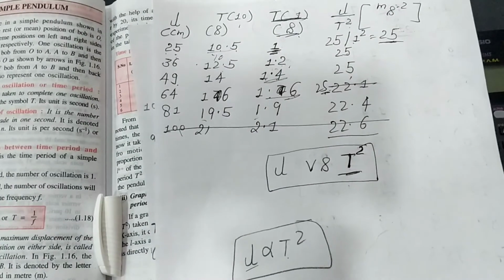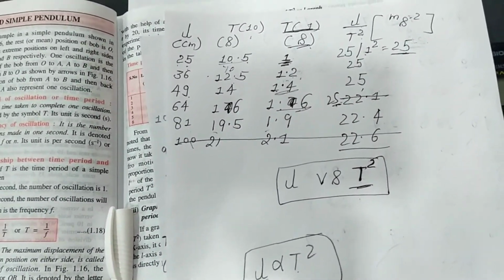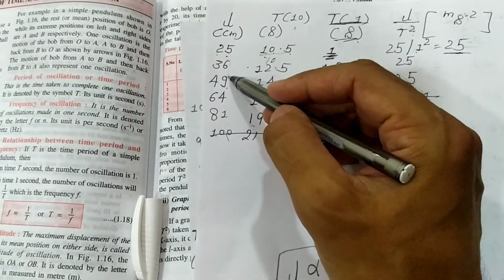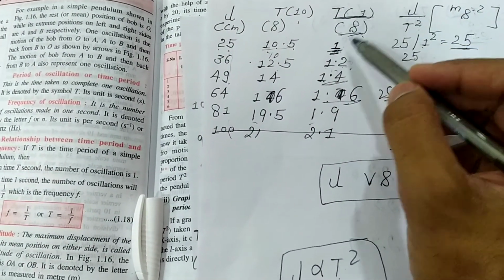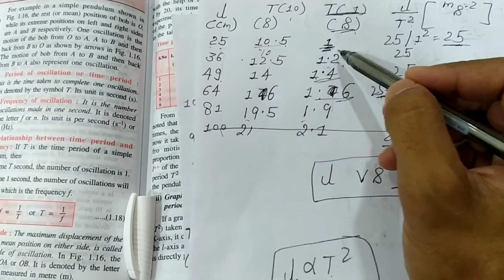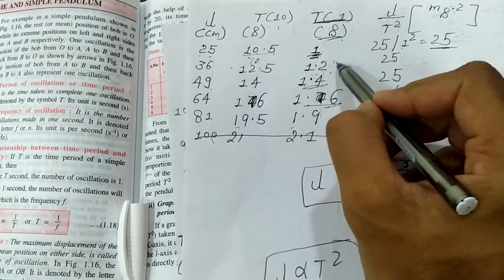So let's plot a graph of L versus T square. I'll take all these values of L, and I'll square these time period values, and then I'll plot a graph between L and T square, right?